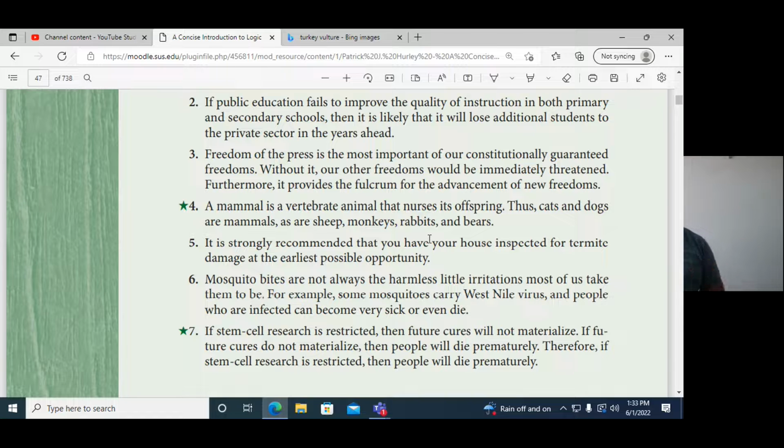You'll notice there's no indicator words, right? But you could take this statement right here to be a premise. Our other freedoms would be threatened if we could not have access to a free press. Furthermore, here's another premise, and furthermore itself is not an indicator word, right? Some students after this homework think that furthermore was on that list. It's not. It's just like in addition to, right? It's one of those interjection words, right? So it provides the fulcrum for the advancement of new freedoms.